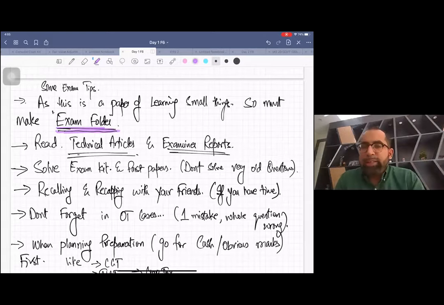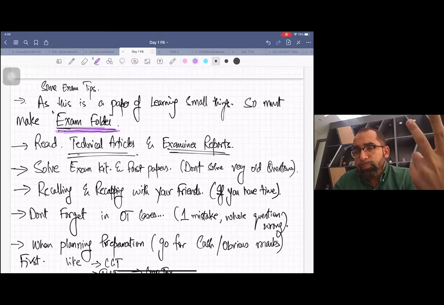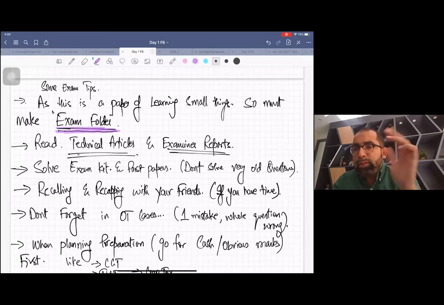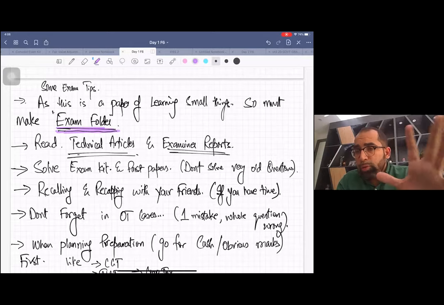Now, what is the advantage of this exam folder? The first advantage: when you make this exam folder, during the making of summaries, you will learn all these things first. Number two, whenever in future you want to revise your topic, just open your exam folder and have a look. Everything will be recalled. So through the exam folder, you can have a good grip. And in the past, many students followed this and they had good results.